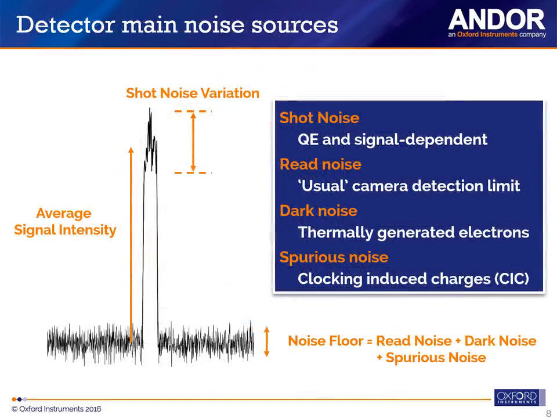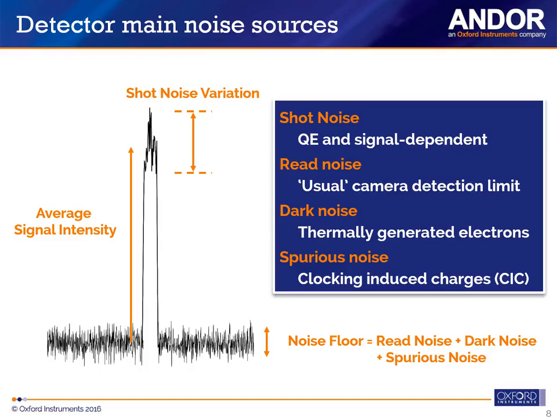Now looking at the other part of the equation, which is the noise floor, the main sources of noise in the detector are the shot noise, so that's dependent on the amount of photons incoming onto the sensor, and it follows Poisson's law effectively. It's the ultimate limit of sensitivity for pixelated detectors.